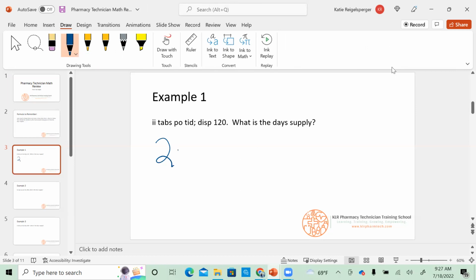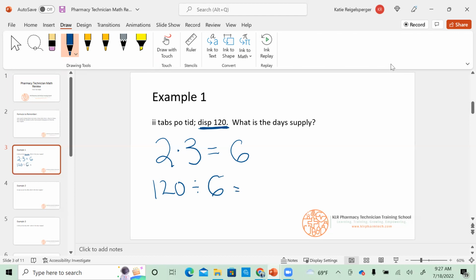So we take the amount they take each time times how many times they take it per day, which is 3, and that equals 6. Then we take the total amount of tablets the patient is being given, which is 120. We are dispensing 120 total tablets to the patient. We divide 120 by the amount the patient takes per day in full, which is 6 tablets. 120 divided by 6 equals what?